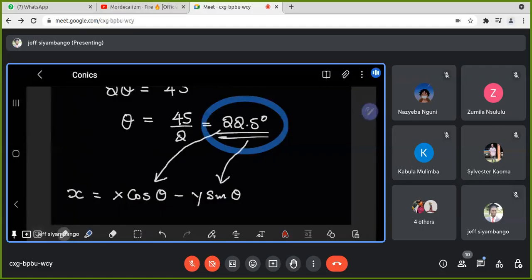This is the reason why when you have to rotate the axis, in most cases, the angles you'd have will be 45, which is a special angle, 30, which is a special angle, 90, 180, and the likes. So these are the questions that you guys probably are used to seeing in this case. Do you agree?